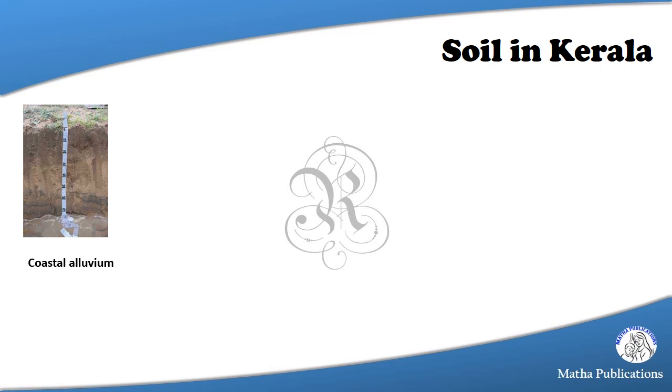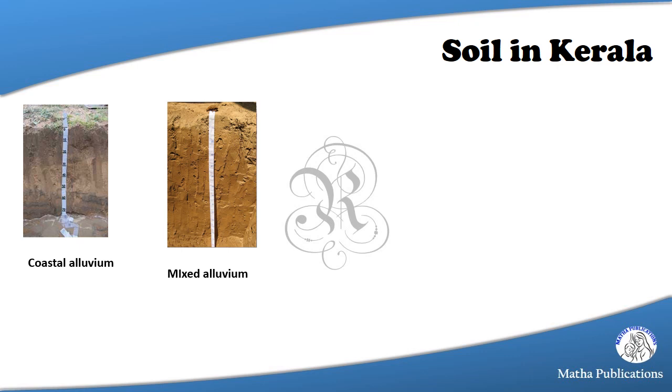Even though these soils have a high water table, the water holding capacity is poor due to predominance of sand. Coconut is a major crop in this area. Cashew and other fruit trees are also grown. The mixed alluvium is mainly noticed close to coastal alluvium.